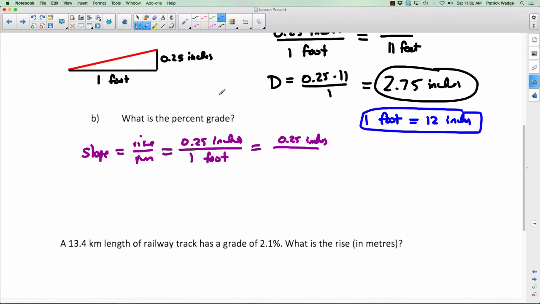Oh, well, it says 1 foot there. I can just replace it with 12 inches. You can cross off your inches. So there you go. You get 0.25 over 12. But remember what we want to do? We want to get it as a decimal.